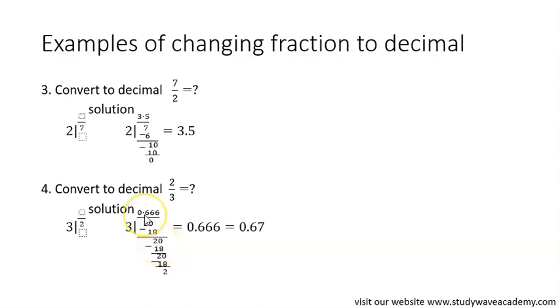Since we have a decimal point here, we can add 0 to our number. So we add 0 again. 3 in 20 is 6 again. 6 times 3 is 18. And 20 minus 18 will give you 2. We have a decimal, so we can add 0.